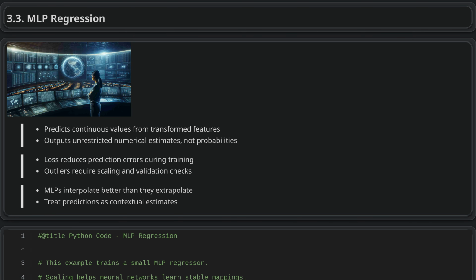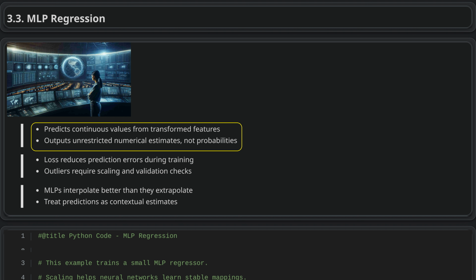MLP regression. In regression tasks, a multi-layer perceptron predicts continuous values, such as prices, temperatures, or fuel efficiency, instead of class labels. Its hidden layers transform input features into internal patterns that can capture complex, nonlinear relationships. The final layer produces a numerical output, allowing predictions across the full range of the target variable, rather than limiting results to probabilities.